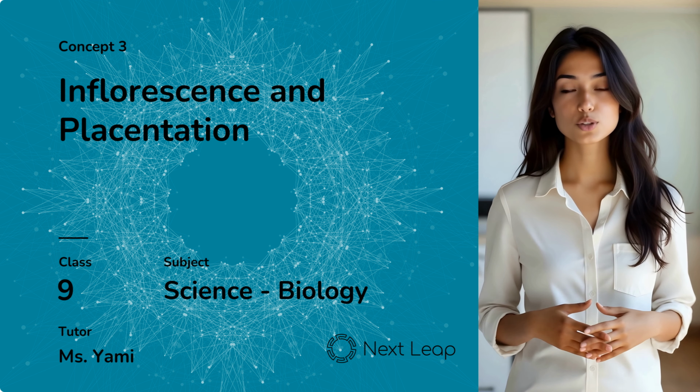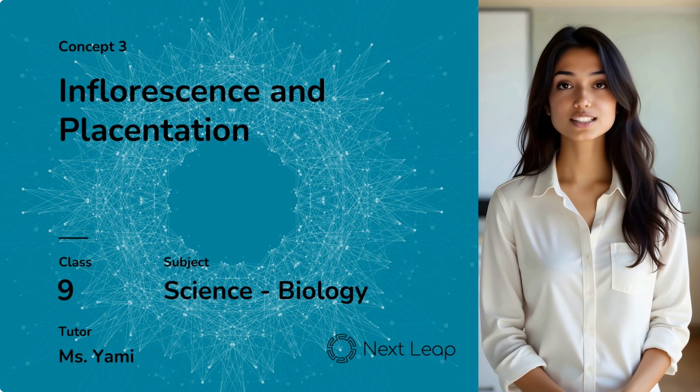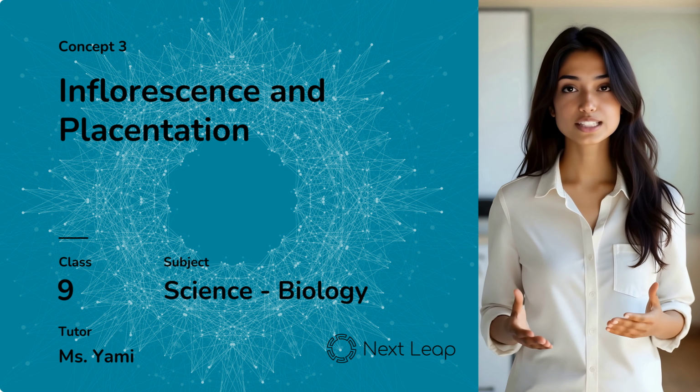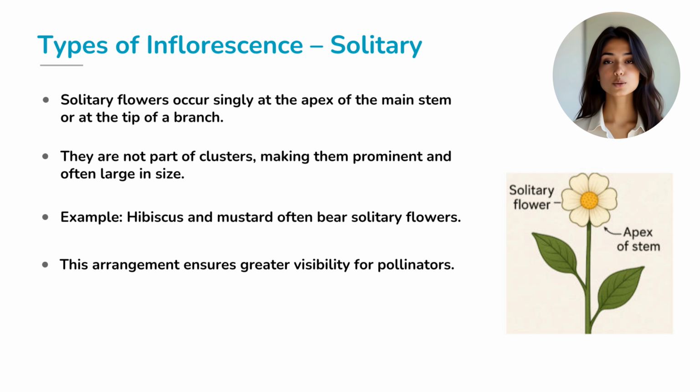Today, let's unfold the story of how flowers organize themselves in fascinating patterns and how ovules inside the ovary are arranged to eventually become seeds. Let's begin with the simplest form, the solitary flower. These appear singly, either at the tip of the main stem or at the end of a branch. Think of the bright red hibiscus or mustard flowers, each stands proudly on its own.